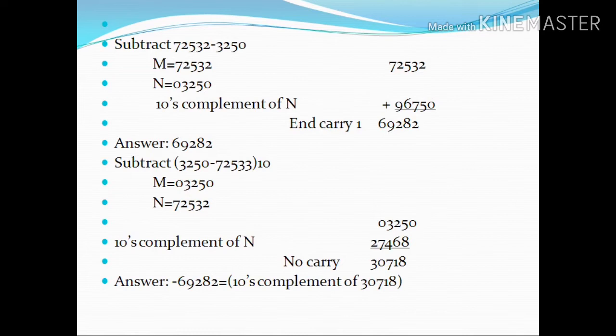Now 72532 will be intact, and I have to take the r's complement, that is the tens complement, of N, which will be 96750. Where are we getting that from? We have to take the base, that is 10 to the power 5 right now, because 5 digits are there, minus that number 03250. What will we get? Now add both numbers. We are getting 69282. So the answer is that.